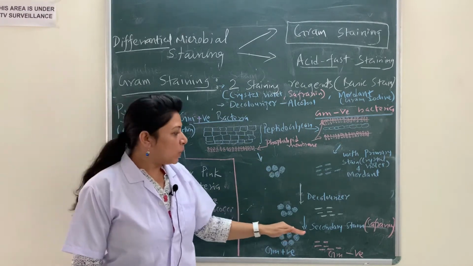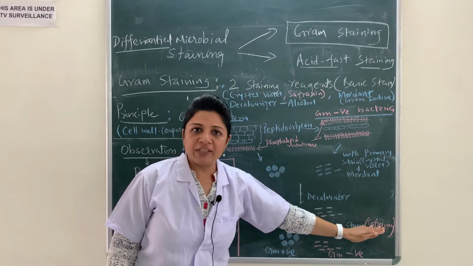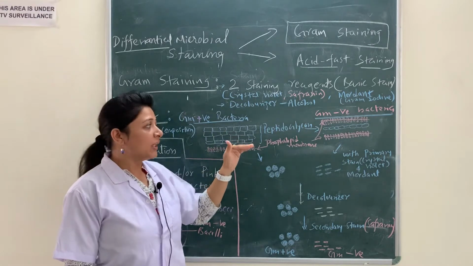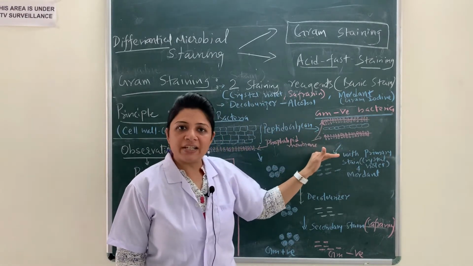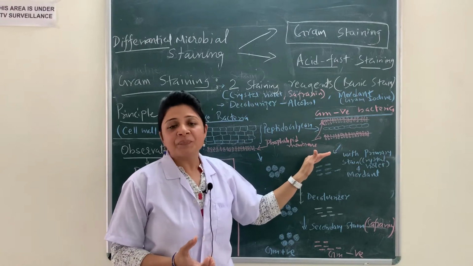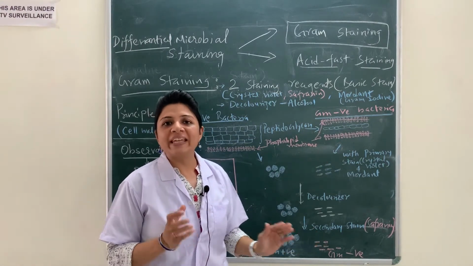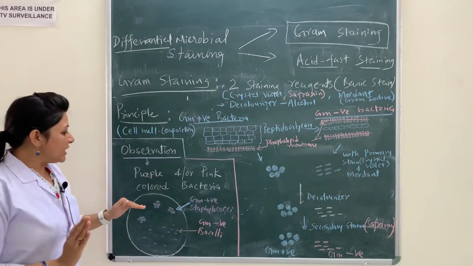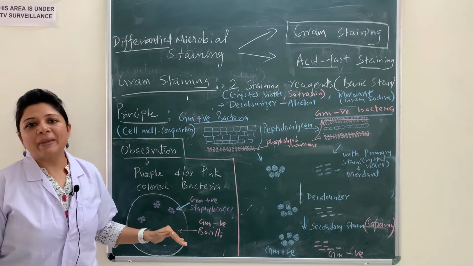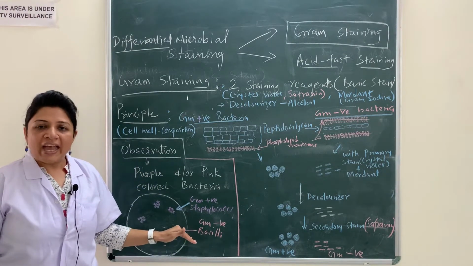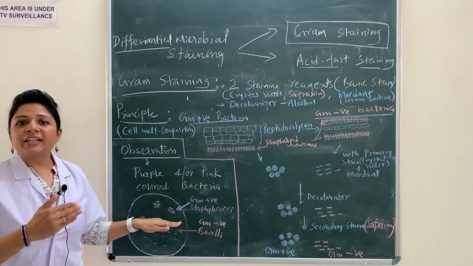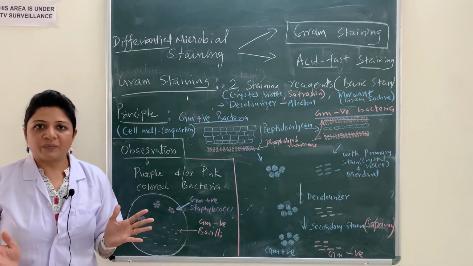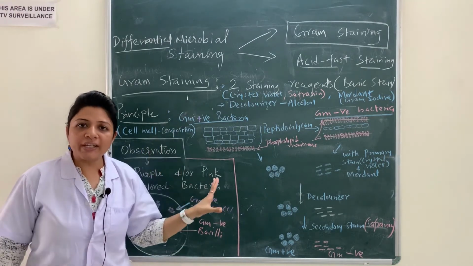In the next step, you apply the secondary stain, safranin. Gram positive bacteria are already violet, so they will not take up safranin, but gram negative bacteria, which are colorless, will take up the safranin stain and afterwards appear pink in color. So based on this technique, we will be able to see violet colored gram positive organisms and pink colored gram negative organisms. And then based on the morphology, whether they are spherical or rod shaped, you can identify the type of organism. So this is the theory and principle.